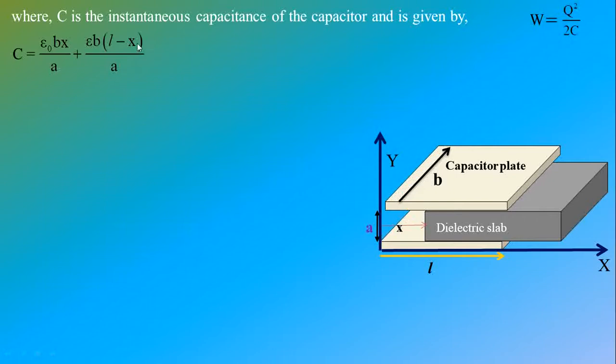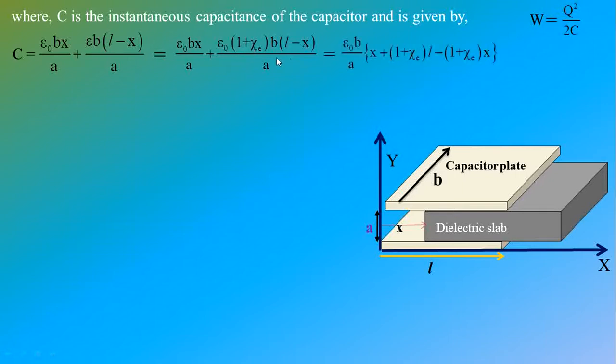Similarly, the second term is the capacitance of the capacitor due to this dielectric slab. So the permittivity of the material, that is epsilon, B into L minus X is the area covered by the dielectric. In this way we can find two terms, which is equal to epsilon 0 Bx by A plus epsilon 0 into 1 plus chi E into B into L minus X divided by A. Epsilon can be changed into epsilon 0 into epsilon r, where epsilon r is the relative permittivity, which is 1 plus chi E.